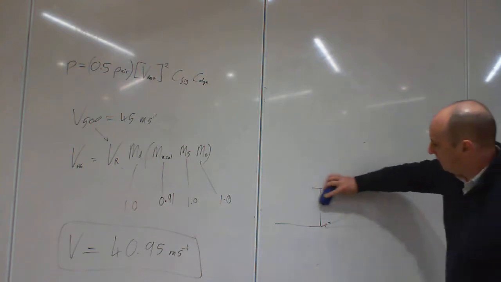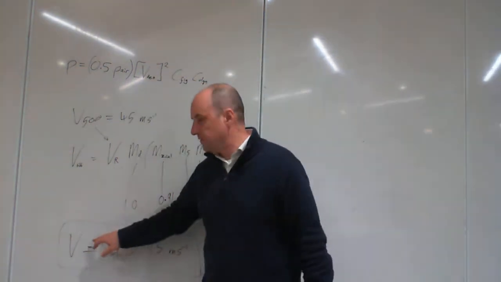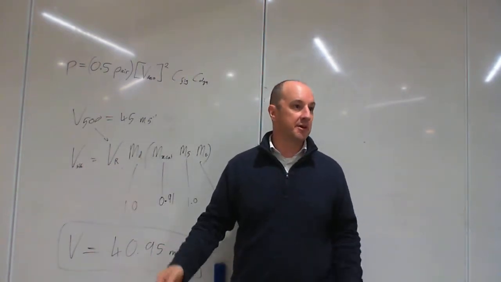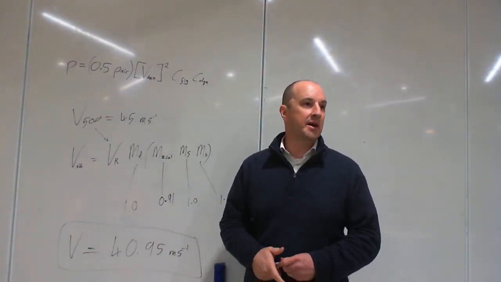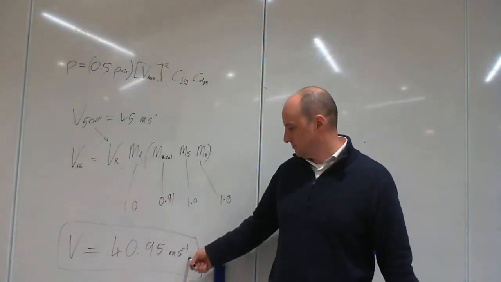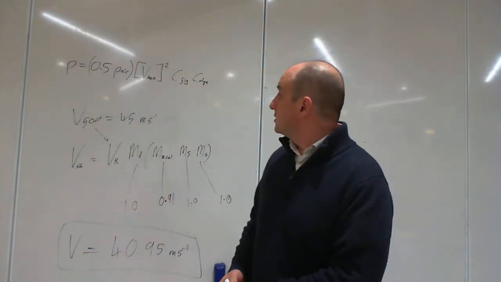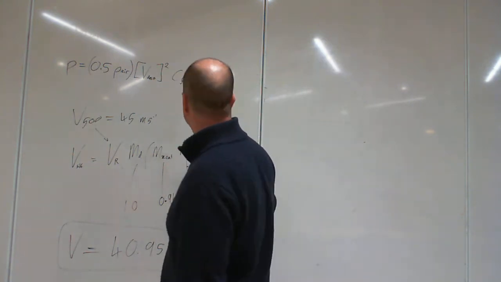Now again, if you have a building and you know the direction, you can have a whole series of different wind speeds for the different directions. Okay, we're considering the wind could blow from any direction, and we're taking the worst case. 40.95 meters per second.